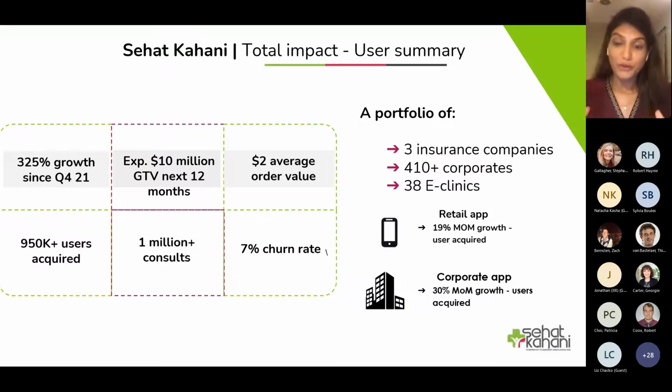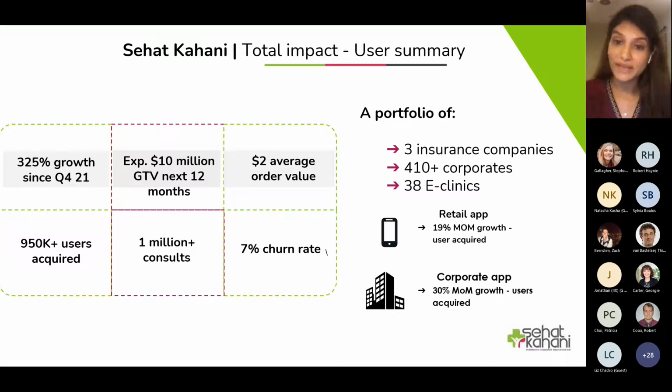So if I talk about the total impact of the company, we've been active since the last 5 years. We were launched in 2017, and for 2 years, we ran our network of clinics, and we launched our app in 2019. So Sehat Kahani today holds the largest network of telemedicine clinics in Pakistan. We have 38 clinics across the country in all 4 provinces. We're the first company to be awarded a tender by the government to convert basic health units in the province to be telemedicine centers by a private company.